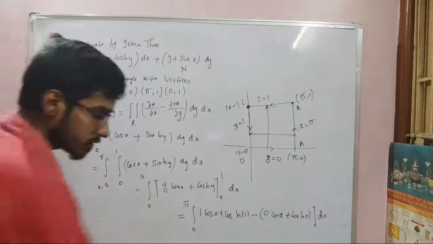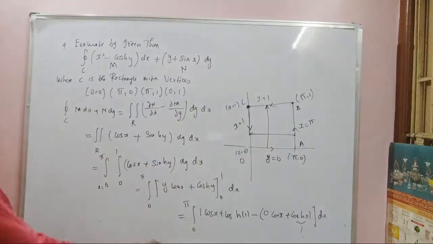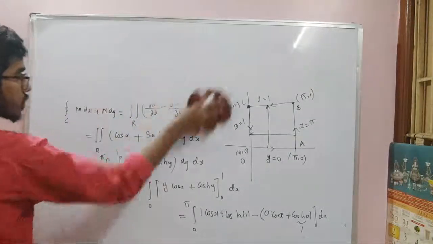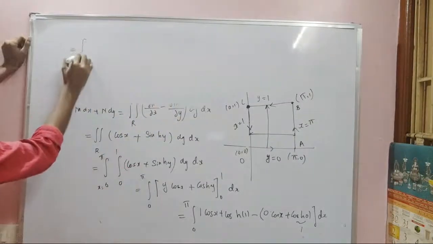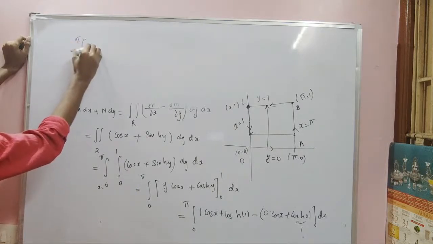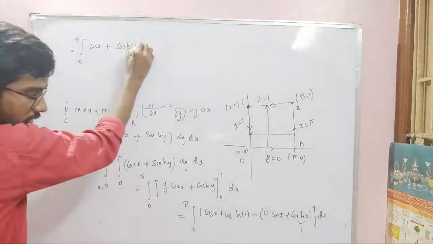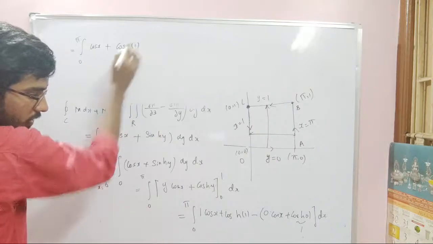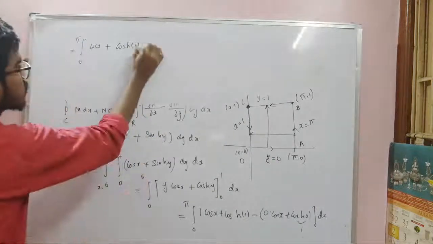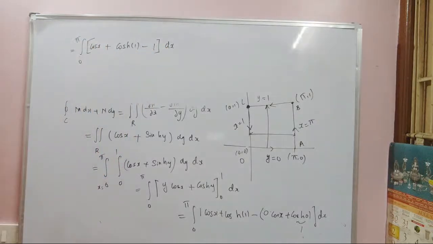And you can see the cosh 0 is 1, so we have this to be equal to the integral from 0 to pi of cos x plus cosh 1 minus 1 dx. This is the one you have.